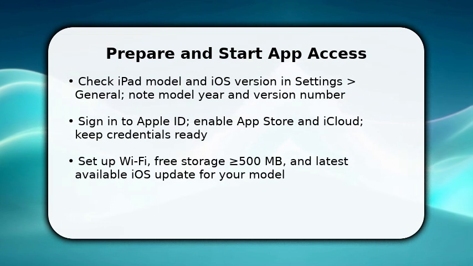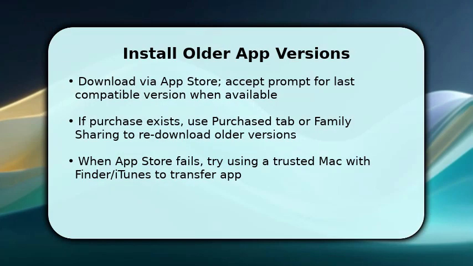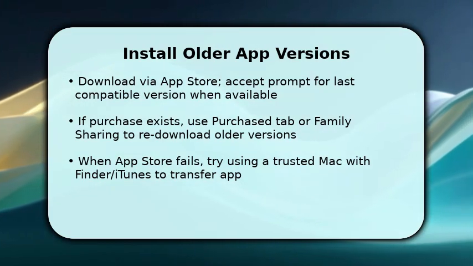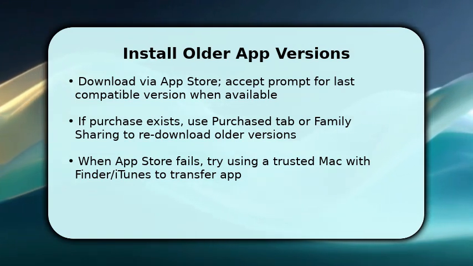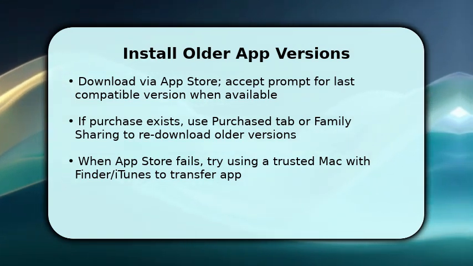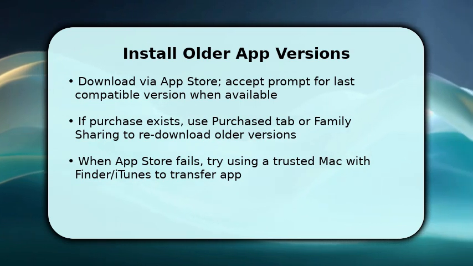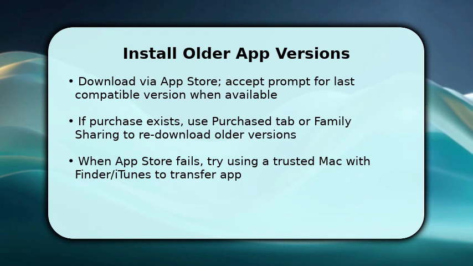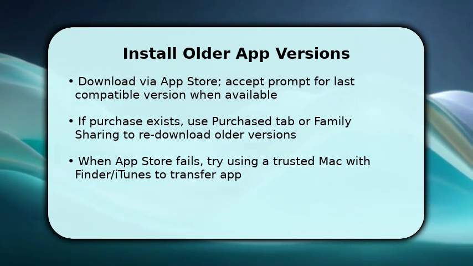If the current version isn't supported, you'll be offered the last compatible version. Accept it to proceed. You now focus on getting the older app installed. Go to Purchased in the App Store or use Family Sharing if the app was bought on another account. This often triggers the prompt to download the last compatible version. If no prompt appears, sign out and back into Apple ID or search the app via direct App Store link.